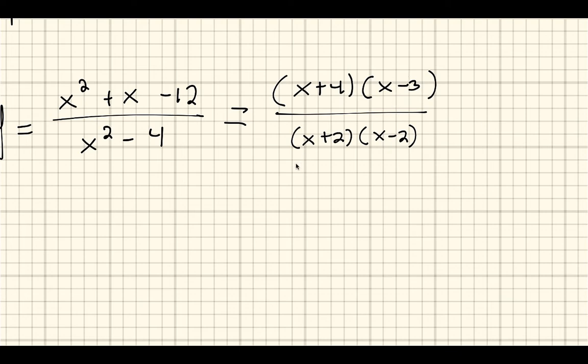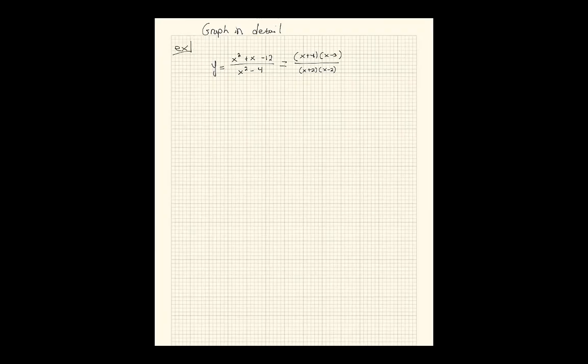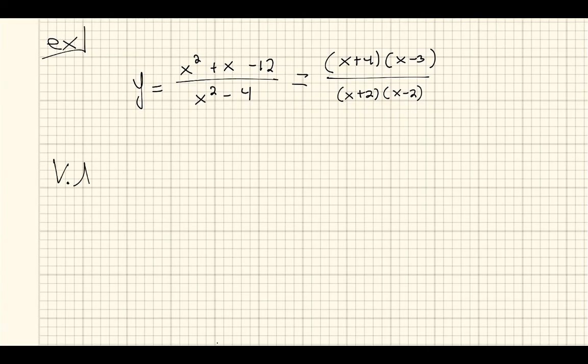Doesn't look like I'm going to have any holes, because I have x plus 2, x minus 2 and I don't have those in the numerator. So I'm not going to have any holes. I will have vertical asymptotes. I'll have 2 of them, at x equals 2 and negative 2. Okay, so we have 2 vertical asymptotes.